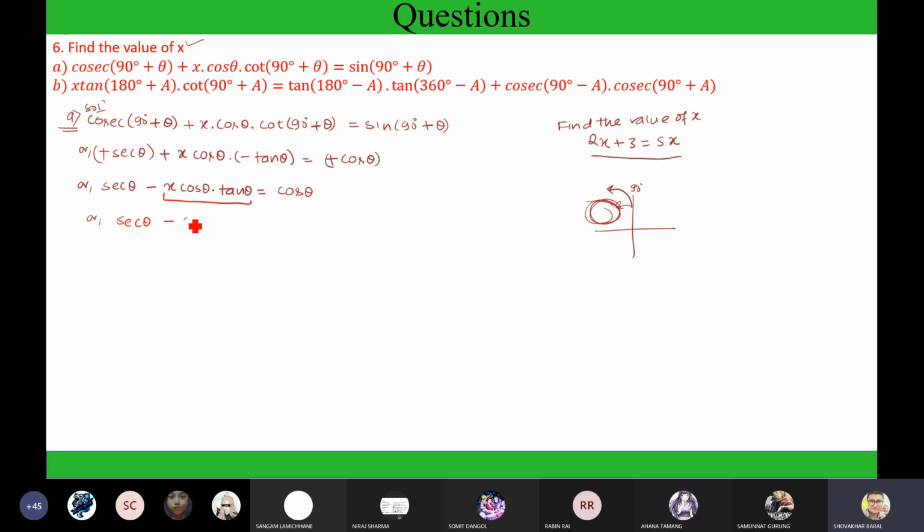Sec theta minus cos theta, it will be equals to x cos theta into tan theta.